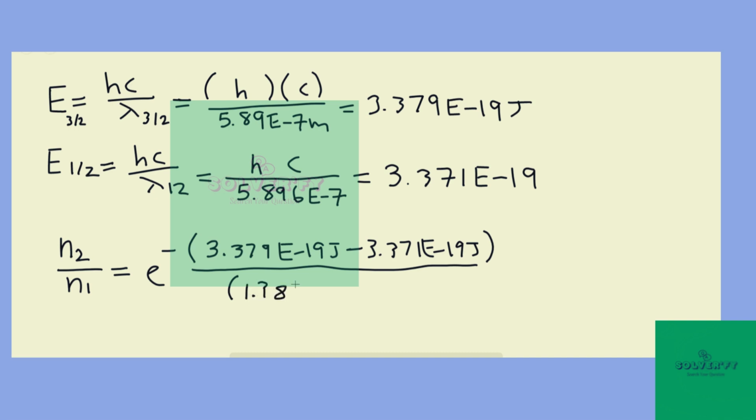1.38 times 10 to the -23 joules per Kelvin, multiplied by 500 Kelvin, which is the temperature this system is at. So plugging this all in, we will end up with 0.944. And that's it. So slightly different, but roughly the same. Thank you very much.